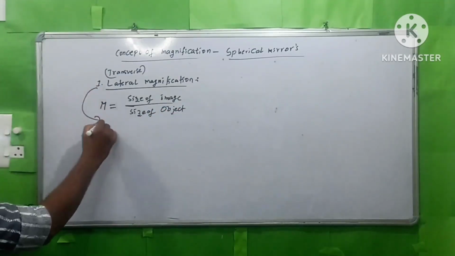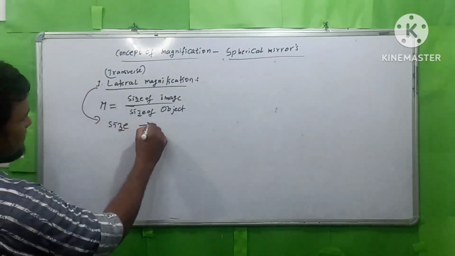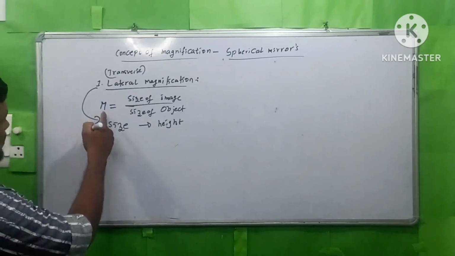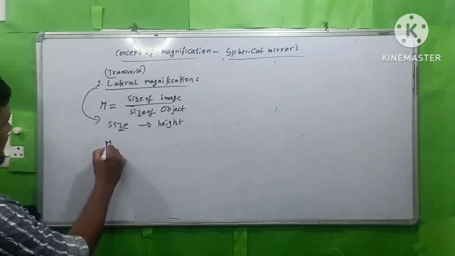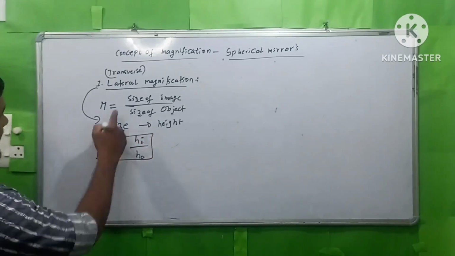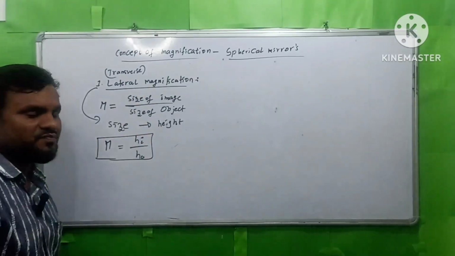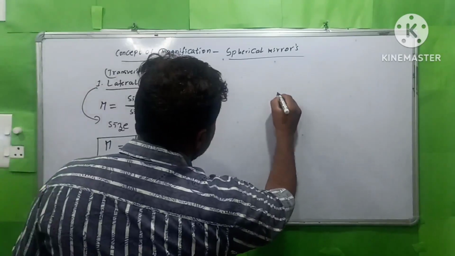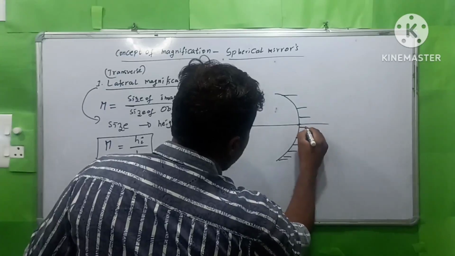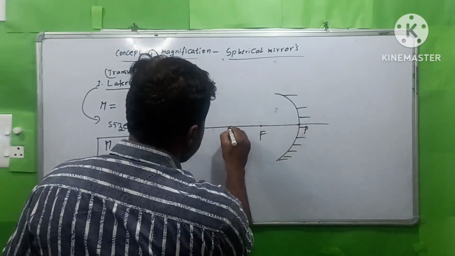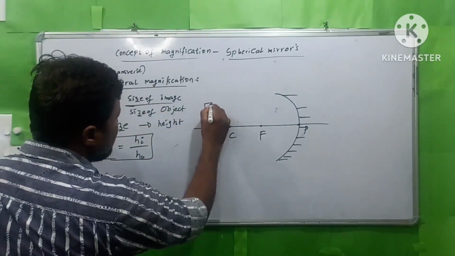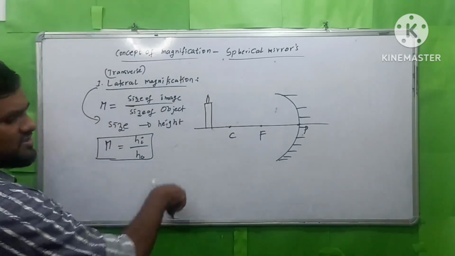In the case of lateral magnification, size means height of the object or size of the image. If you observe, for lateral magnification, magnification m is equal to height of image by height of the object. This is the lateral magnification definition. To understand lateral magnification, I take a concave mirror, pole, focus, center of curvature. Suppose, imagine any object is kept beyond the center of curvature.